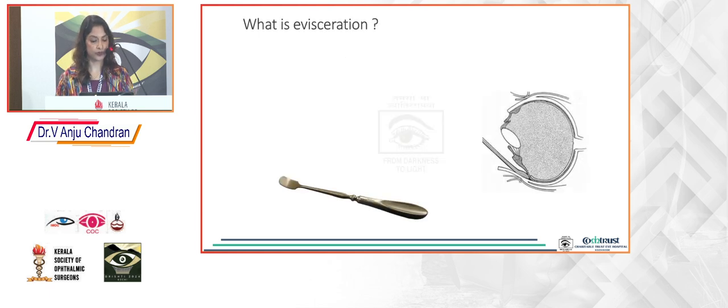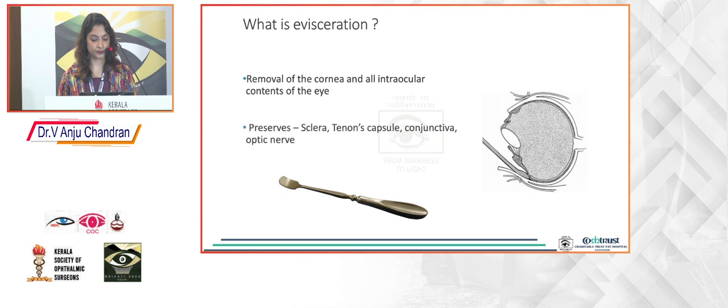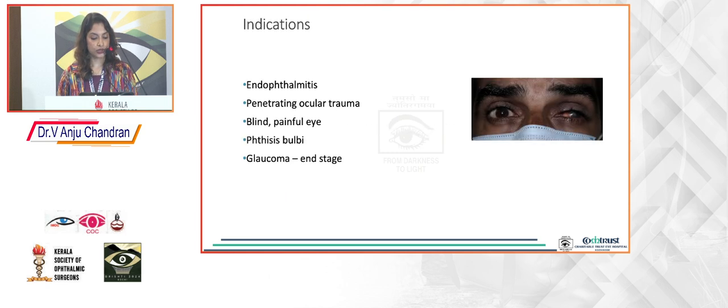Coming to evisceration, it is basically the removal of all the cornea and all the intraocular contents, leaving behind the sclera and the other structures of the eye. So indications, the absolute contraindication is by now, which you are aware, the intraocular tumors and those with orbital spreads. The rest of the indications are endophthalmitis, when you have a painful blind eye, phthisis bulbi, especially for cosmetic concerns.